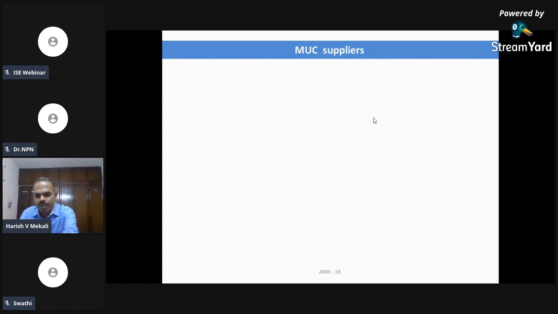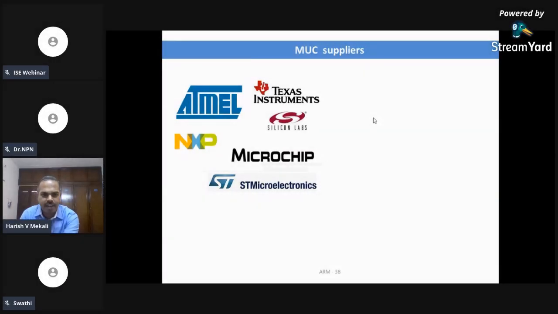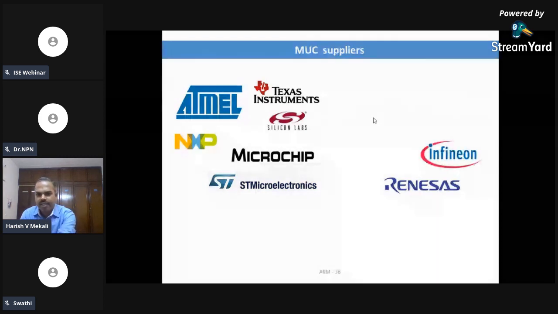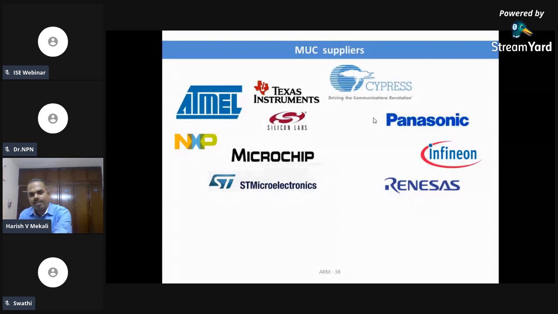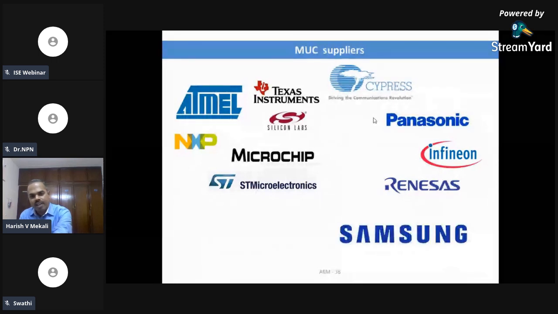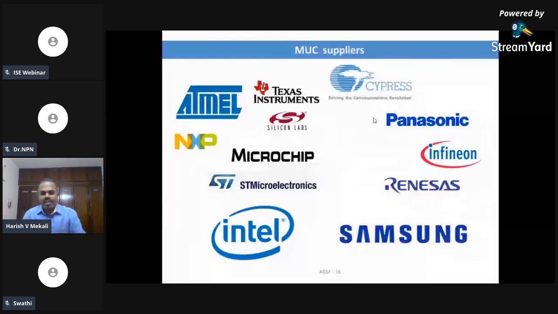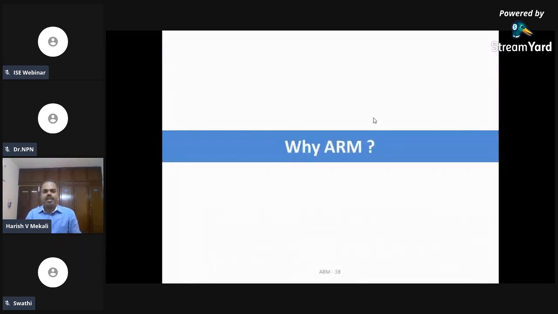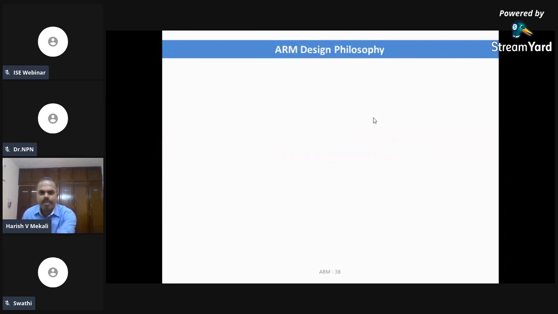Options of microcontrollers and processors we have in our market: Atmel, Texas Instruments, NXP, Microchip, Silicon Labs, ST Microcontrollers, Renesas, Infineon, Cypress Semiconductor, Panasonic, Samsung, and then Intel, all these guys. When there are so many suppliers in the market, why do we need to study the ARM processor itself? We have fundamentally like 4 or 5 reasons. We'll look into that.